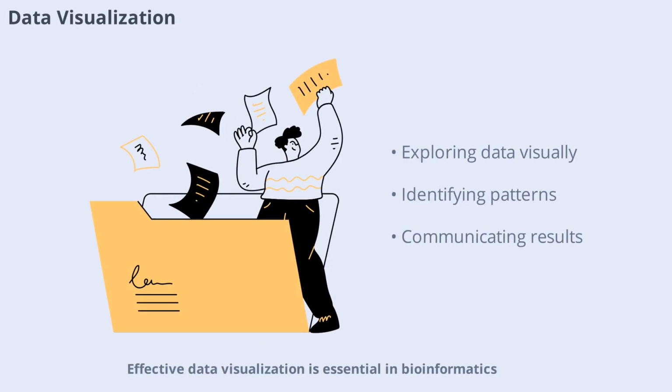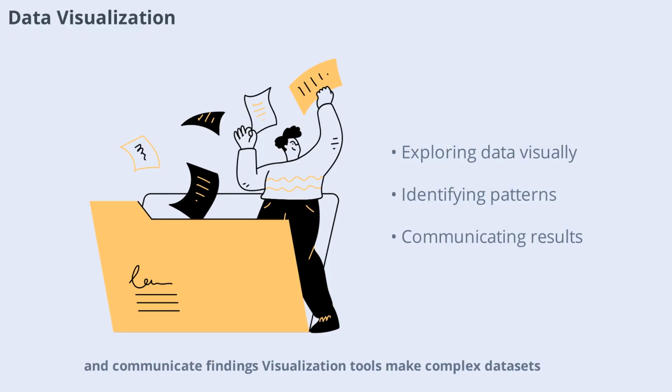health and disease. Effective data visualization is essential in bioinformatics. Statistical graphics like heat maps, scatter plots, and network diagrams help researchers explore data, identify patterns, and communicate findings. Visualization tools make complex datasets accessible and facilitate hypothesis generation. Good visualizations are clear, accurate, and tailored to the audience, enhancing the impact of bioinformatics research.